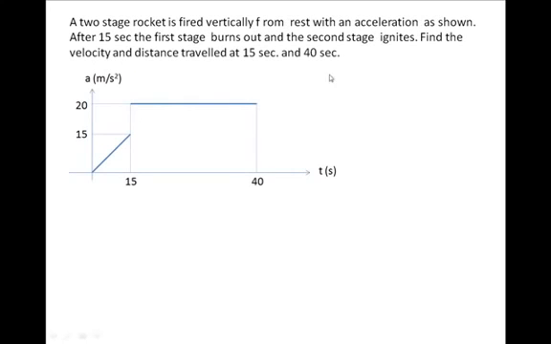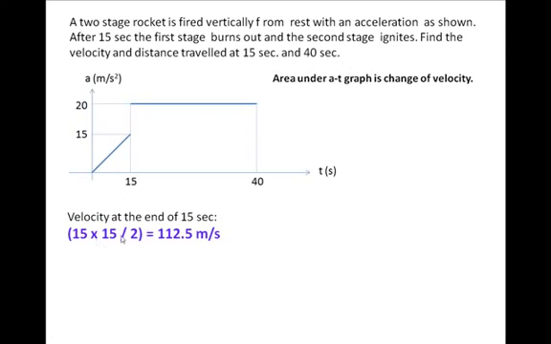Look at the last problem. It says two-stage rocket is fired vertically from rest with an acceleration as shown. After 15 seconds, the first stage burns out and the second stage ignites. Find the velocity and distance traveled at 15 seconds and 40 seconds. Very simple. Area under AT graph is change in velocity. So if you are talking of 15 seconds, all you have to work out is area of triangle. We use 15 into 15 by 2, 112.5 meters per second.